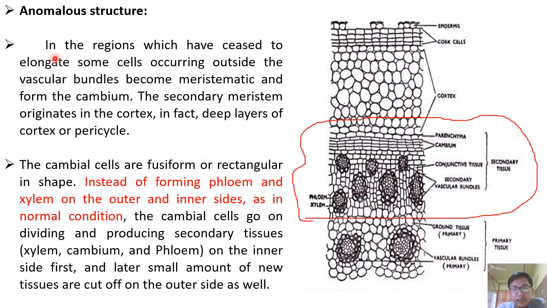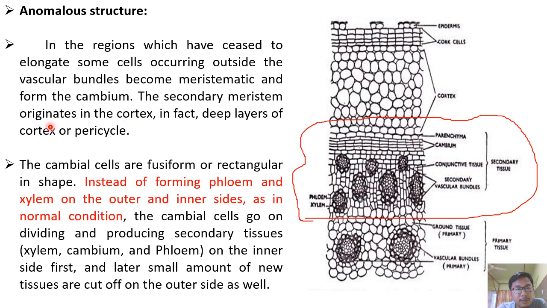Let's see. In the region which has ceased to elongate, some cells occurring outside the normal vascular bundle, that means this portion outside, become meristematic. That means they can become dividing cells and form the what? They will form the cambium. This portion will form the cambium.